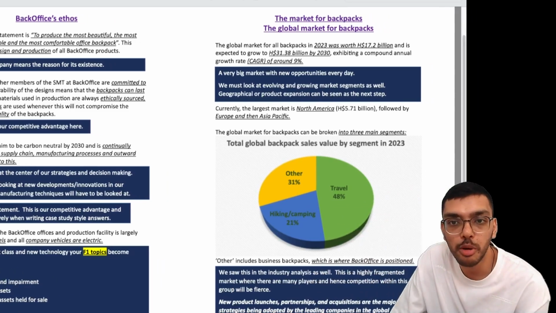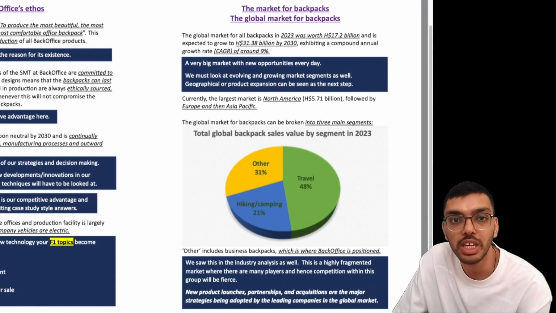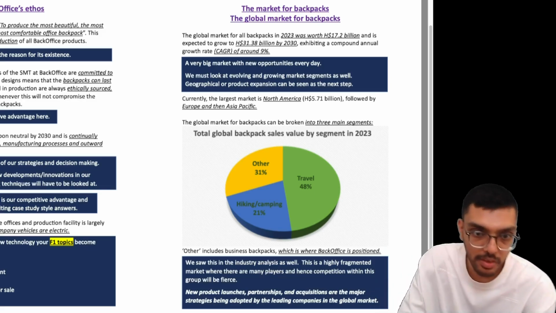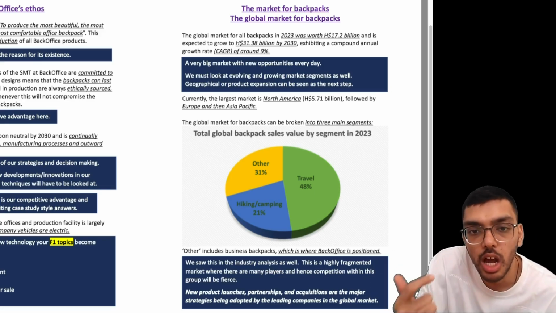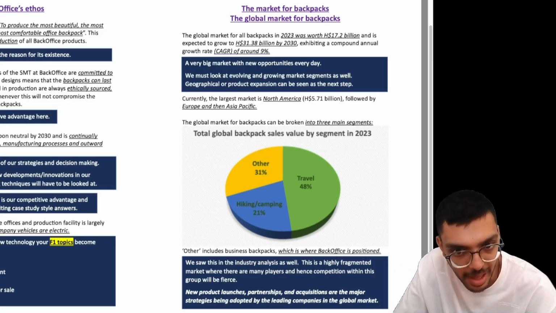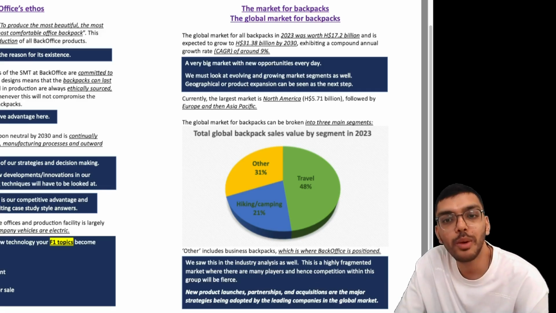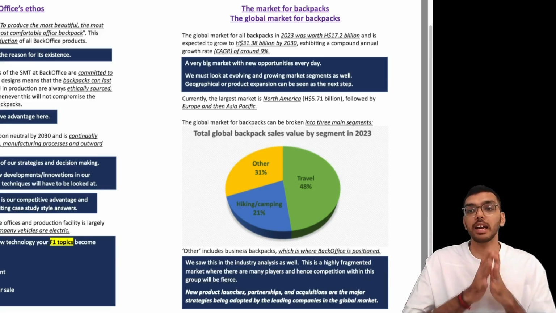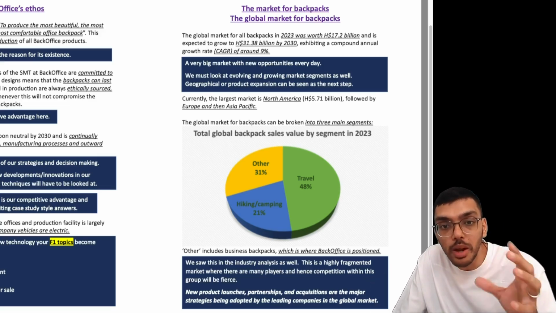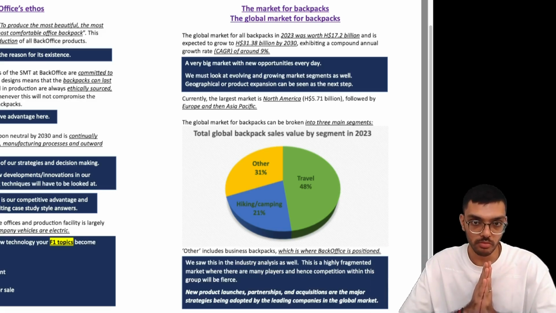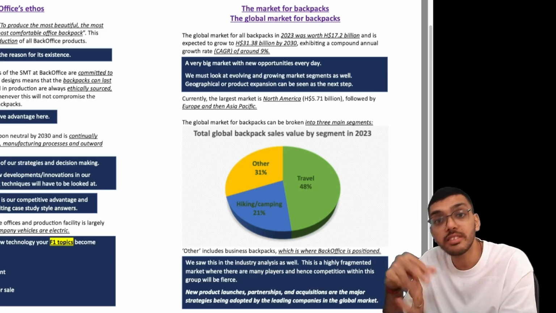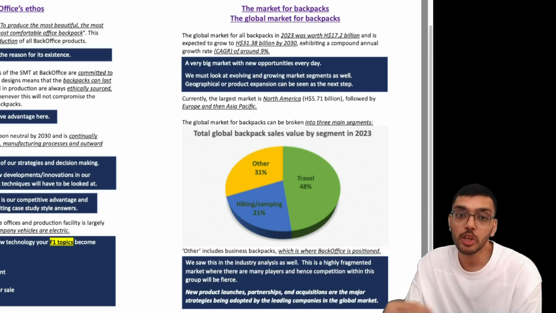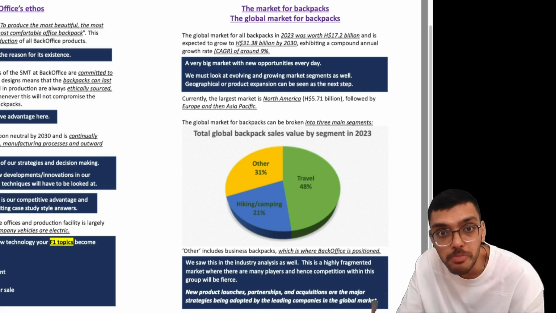The global market for backpacks can be broken down into 3 segments. Total global backpack sales, if you look, have 3 segments: travel, other, and hiking/camping. Other is where BackOffice is positioned. So we are part of the market that has 31% of the market share. So moving forward, is there a chance for us to expand into travel? Is there a chance for expanding into hiking, camping? Because these are also big, huge markets.